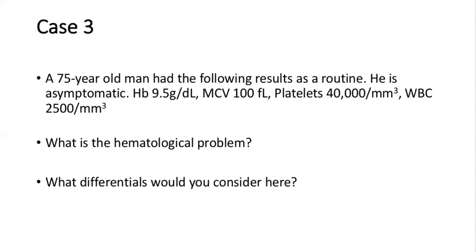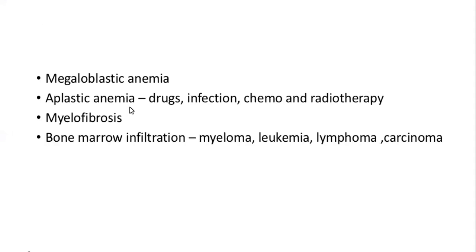So you have myelofibrosis. Infiltration, somebody already said, myeloma causing infiltration, isn't it? So those are the mechanisms. Megaloblastic anemia, aplastic anemia, myelofibrosis, and bone marrow infiltration. Those are the 4 causes. It could be peripheral immune destruction also, but this is relatively uncommon, so I have not listed it out. Now, under aplastic anemia, you know there are drugs, infection, chemotherapy, and radiotherapy all can cause it.